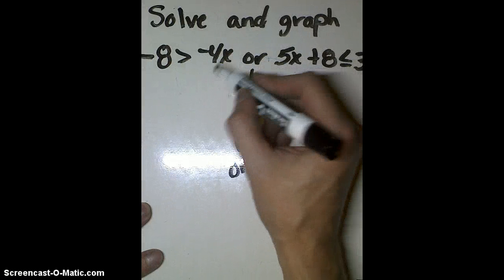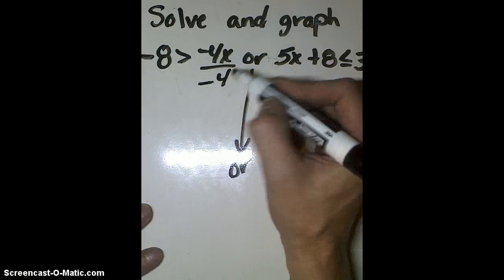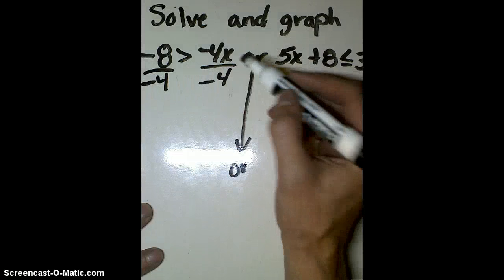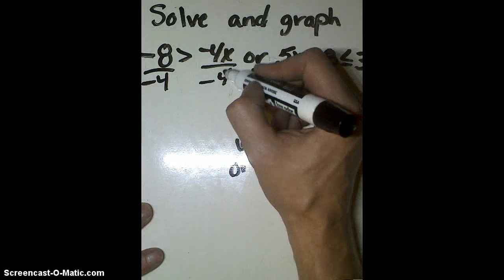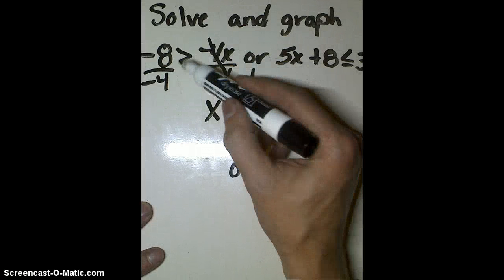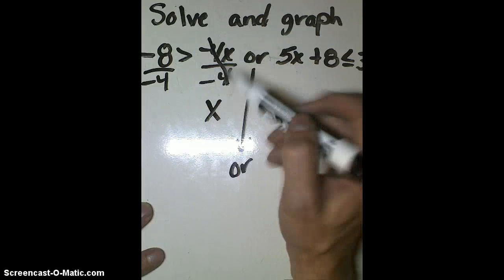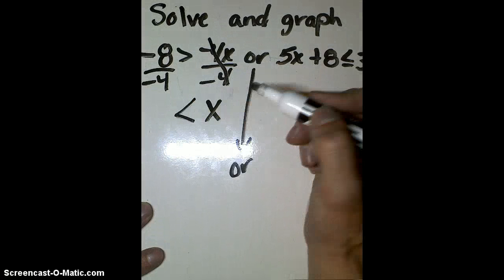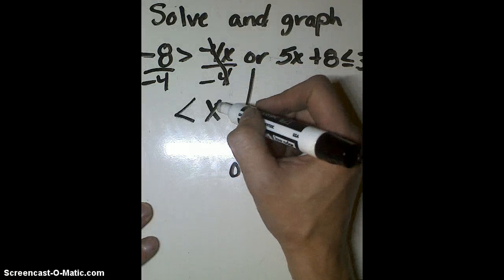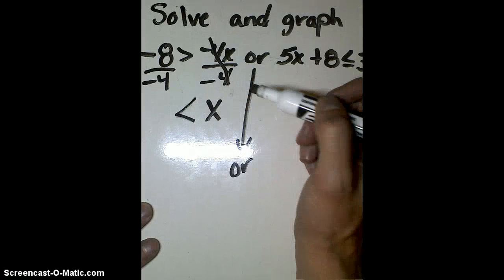Negative 4x means negative 4 times x, so to get rid of that, I'm going to divide by negative 4, and I have to do it on both sides of the inequality. Negative 4 divided by negative 4 is 1, so that goes away, and I'm left with the x. And I have to remember, when I'm doing an inequality, if I divide by a negative, I change the inequality sign. Notice I kept x on the same side. A few of us are getting tripped up because we flip the x over to the other side when we do the changing of this. Keep the x over there.